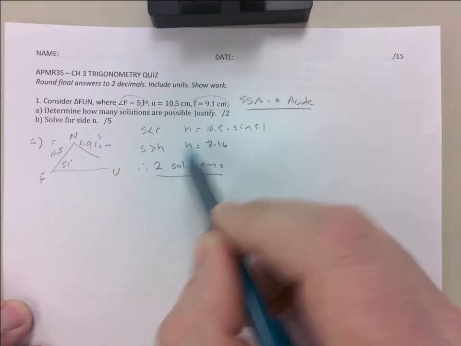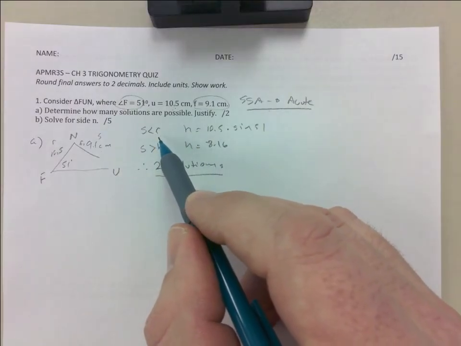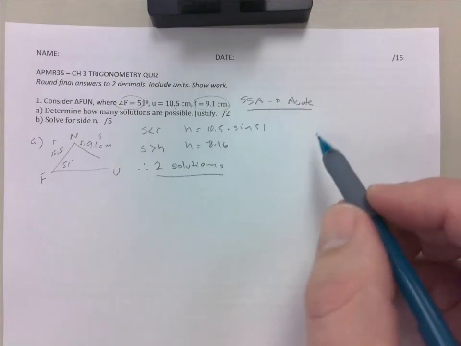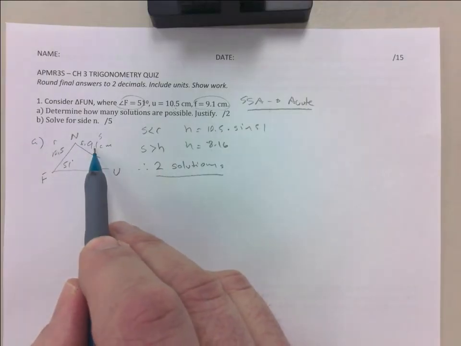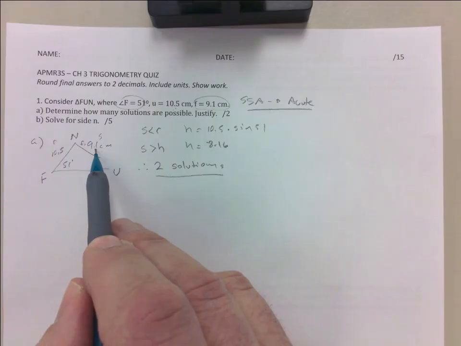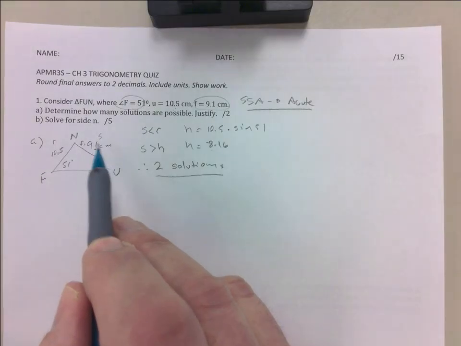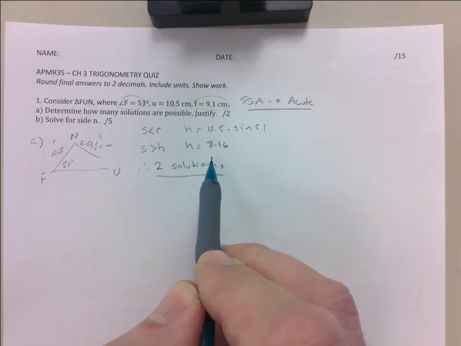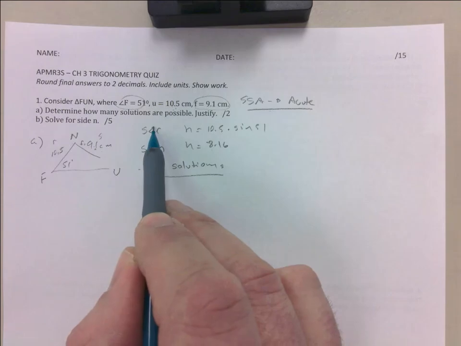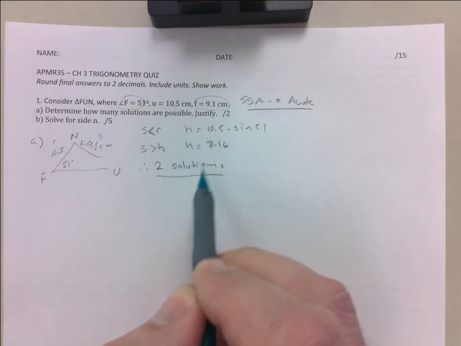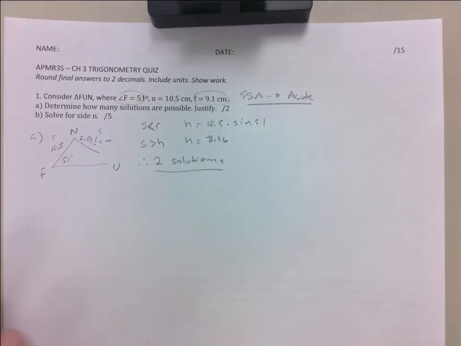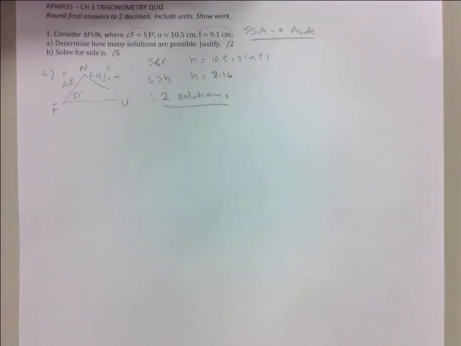You only have to find the height if the string is shorter than the rod. Note, if the string had been greater than or equal to the rod, you've got 1 triangle. You don't have to find the height. It's a lot simpler. No need to worry about that. It's only when the string is shorter than the rod that you have to do a little bit of extra work.